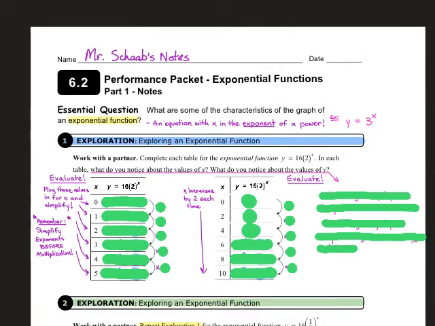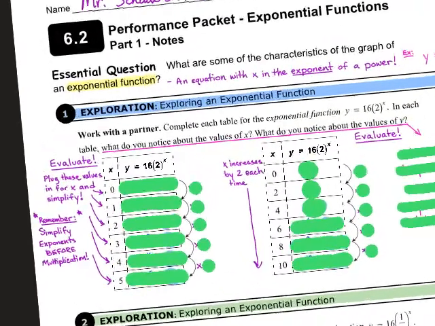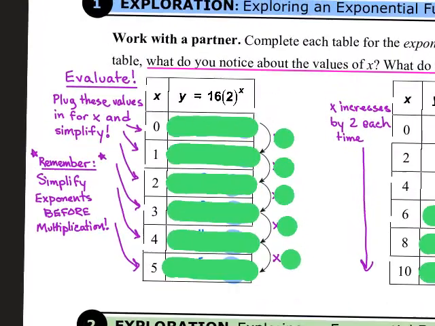All right, so let's take a look at the first exploration here, exploring an exponential function. All right, so it says, complete each table for the exponential function y equals 16 times 2 to the x power. In each table, what do you notice about the values of x, and what do you notice about the values of y? All right, so we go ahead and zoom in on this one a little bit here.